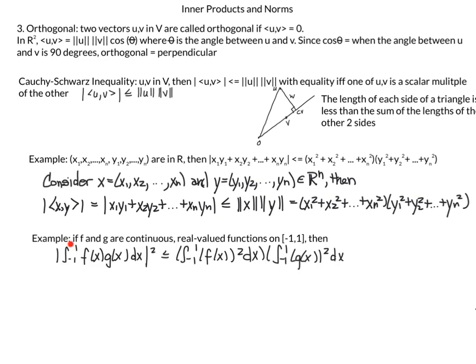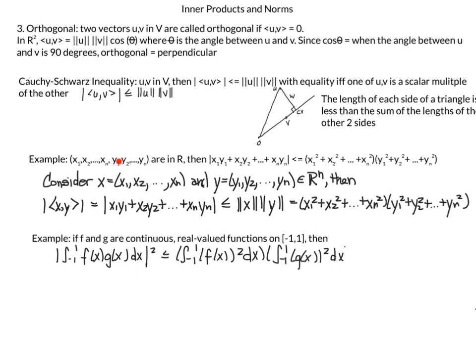Our next example, if f and g are continuous real-valued functions on -1 to 1, then we want to show this statement here, that the absolute value of the integral from -1 to 1 of f of x g of x dx squared is less than or equal to the integral from -1 to 1 f of x squared dx times the integral from -1 to 1 g of x squared dx.